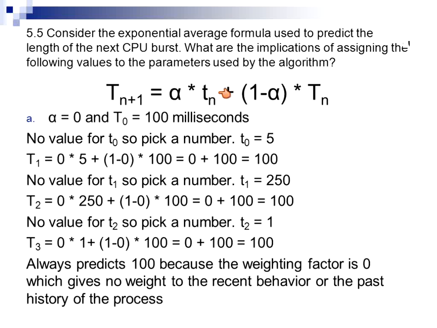I assumed values. I didn't have to. You can kind of look at this and see that even if you don't have a T sub n value here, this calculation, alpha times T sub n, is always going to be 0. Okay, I assumed values.